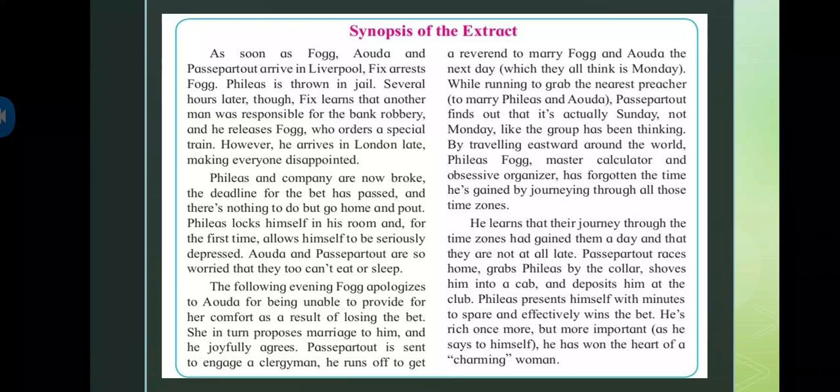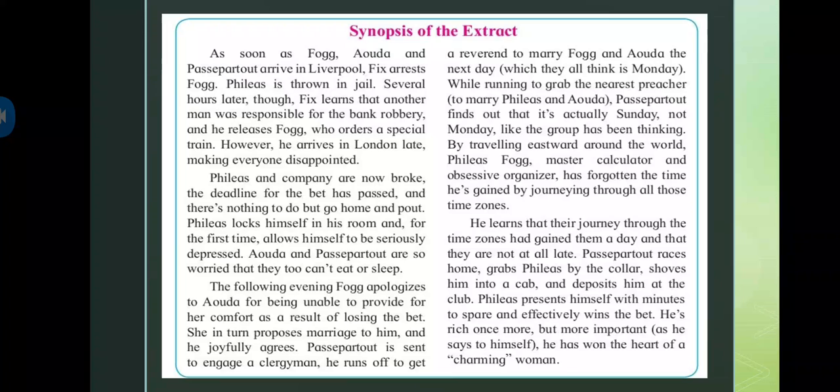Phileas locks himself in his room and for the first time allows himself to be seriously depressed. Now what happened? Phileas and his company were completely broke, and they were unable to complete the task within the deadline, and they did not pass in that. So they were completely disappointed with themselves. So Phileas locked himself in a room, and that was for the first time that he allowed himself to be seriously depressed.